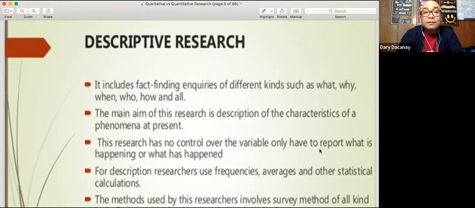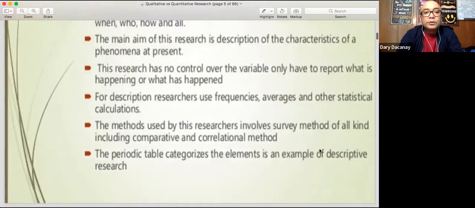Normally, in a qualitative research, pag descriptive, we don't talk about the variables, but we talk about the concepts of the research that you're going to be able to do. You use frequencies, average, and other statistical calculations. So this can also be in statistics, because it's a part ng quantitative, may part dun na descriptive. Primarily, for example, in the use of demographics, pwede ka mag-descriptive doon. So, hindi rin maiwasan yan.